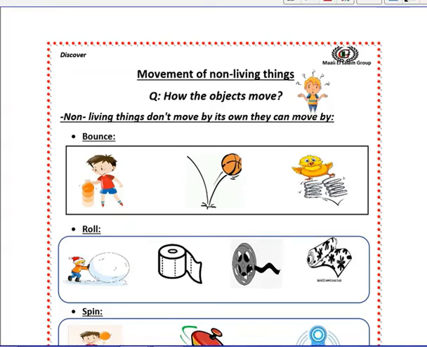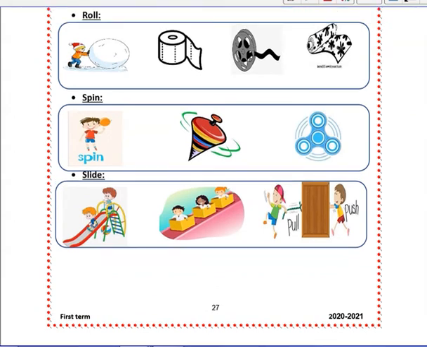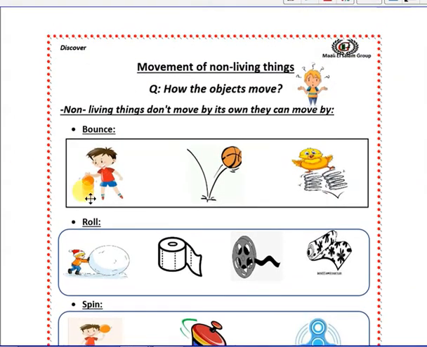Okay, open your booklet, page 27. Movement of non-living things. Can non-living things move? No, non-living things can't move by their own, but we can move them by push or pull. Push or pull, okay? Like bounce, like this movement of this ball, it goes to the ground and returns back. Bounce means return back.